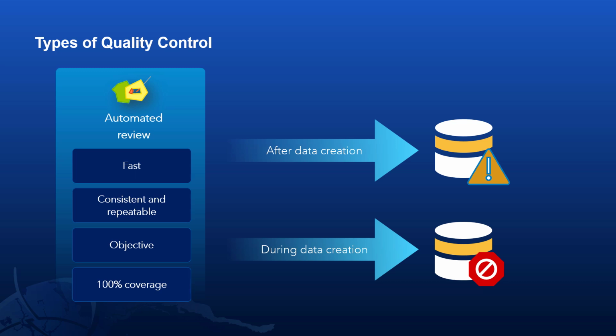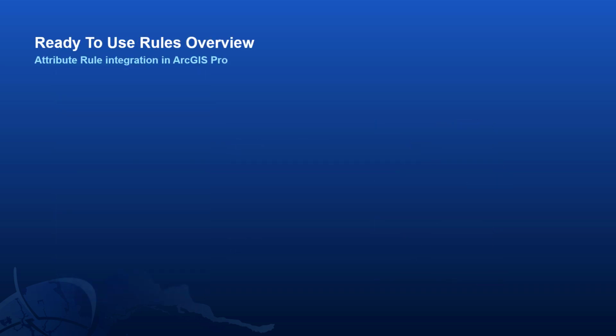Automated review can also be used to assess the quality when creating or modifying features. This can be especially useful in data production environments to prevent the creation of features that don't meet quality requirements. Since the Pro 2.5 and Enterprise 10.8 releases, Reviewer's automated checks have been an integrated component in attribute rule-based constraint and validation workflows. Data Reviewer can help in implementing attribute rules in the following ways.